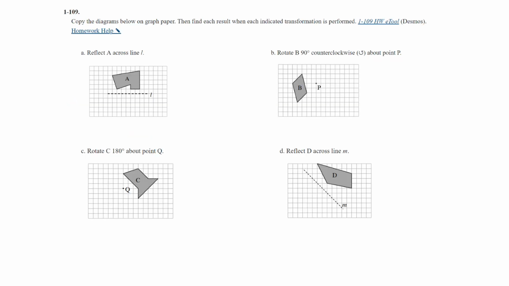Question 109, copy the diagrams below on graph paper, then find each result when each indicated transformation is performed. So looking at reflections and rotations on this one, it wants you to reflect figure A across line L. So since we're reflecting, it has to be the same distance away. So I'm just going to take each of these points on the figure, wherever there's kind of a change in direction there, and I'm going to reflect each of those.